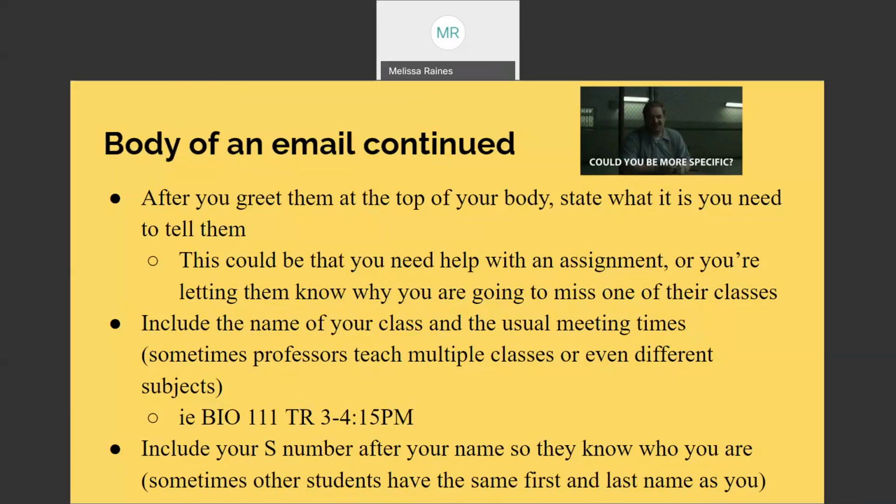Include the name of your class and the usual meeting times. Sometimes professors teach multiple classes or even different subjects. So you would want to put, like this example, Bio 111, Tuesdays and Thursdays from 3 to 4:15 p.m. This lets them know what class you're in, and you've already told them why you're emailing them. Then, after your name, you want to include your S number so they know who you are. It's really easy to look up students by their S number, and it helps professors from getting students confused, because sometimes other students have the same first and last name as you.